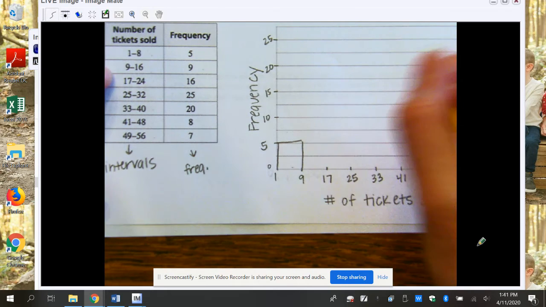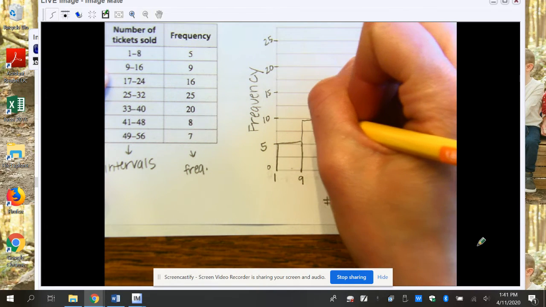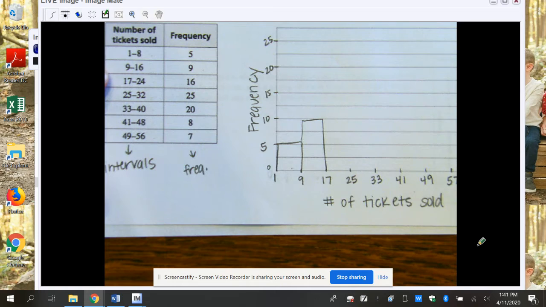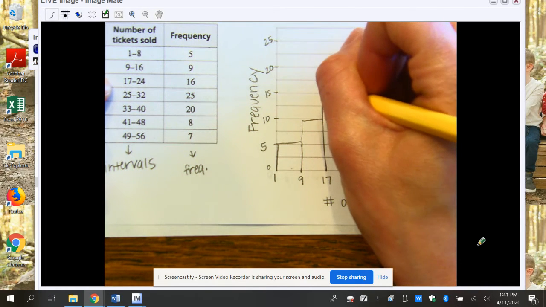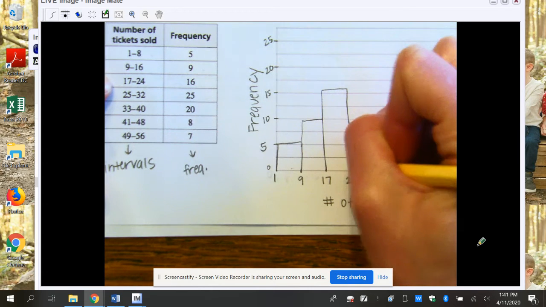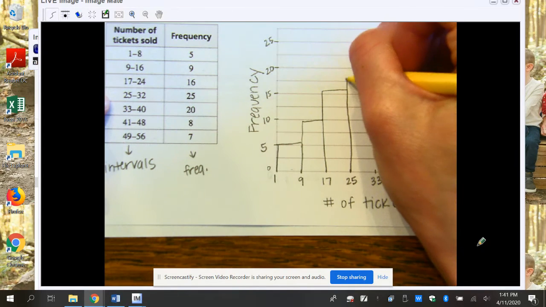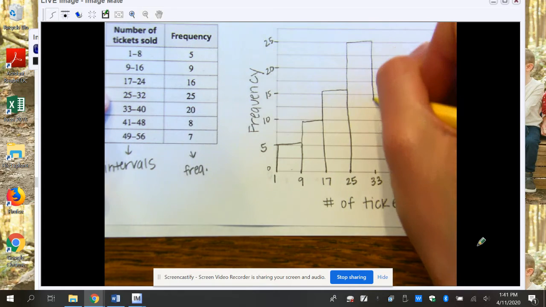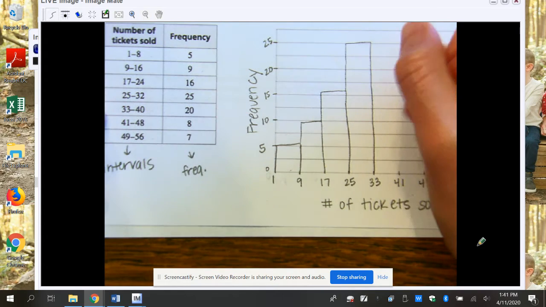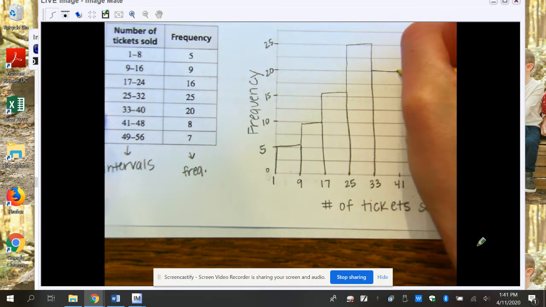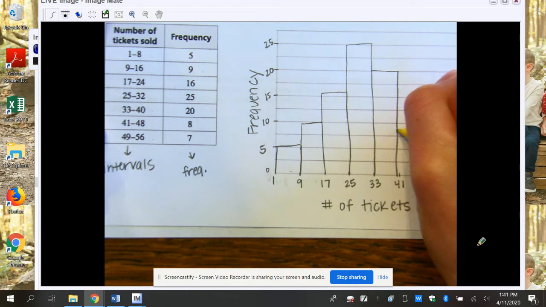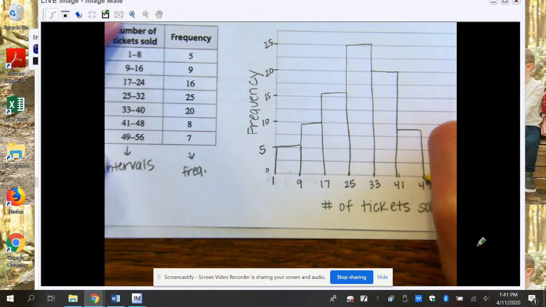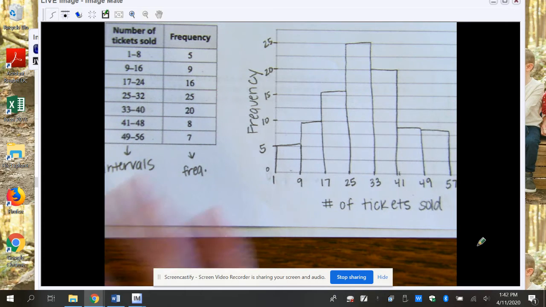And then this next one would go up to 9, so just under the 10. I could probably go a little bit below that. And then this next one goes up to 16, so a little bit above that. And then this next one goes all the way up to 25. And then down to 20. And then down to 8. And then down to 7. So my histogram would look like this.